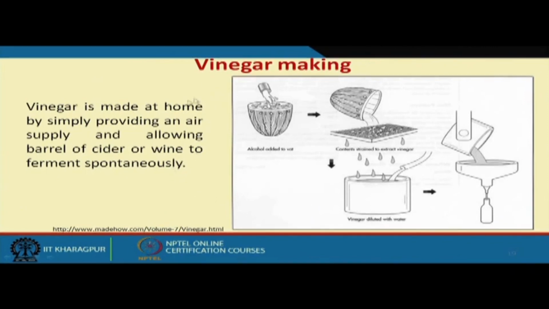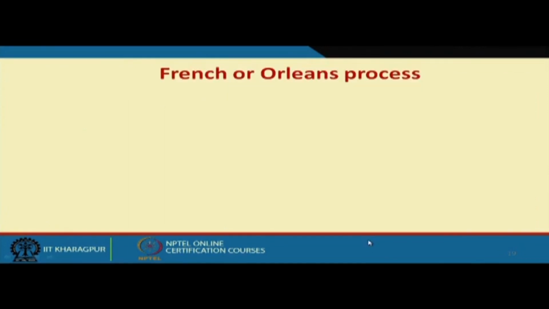Now, the vinegar, this is homemade. How is it homemade? It is just one typical schematic diagram that is given here. Vinegar is made at home by simply providing the air supply and allowing barrels of cider or wine to ferment spontaneously. So, here we have alcohol added in the barrel where we have vinegar, then we take out this vinegar, dilute it with water, and put it in bottles like this. This is how homemade vinegar is made.